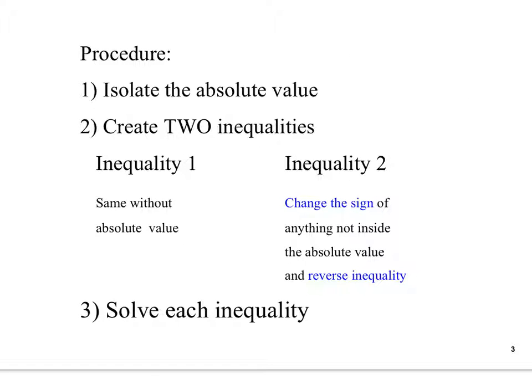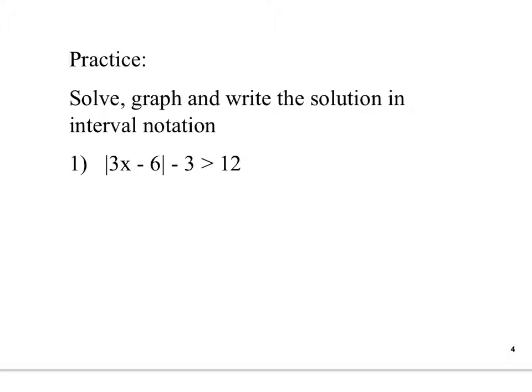Okay, so this is the basic idea. Isolate the absolute value, meaning get it by itself. Create your 2 inequalities. The first one is exactly the same, and the second one you change everything outside the absolute value. Okay, same basic process, so add the 3.